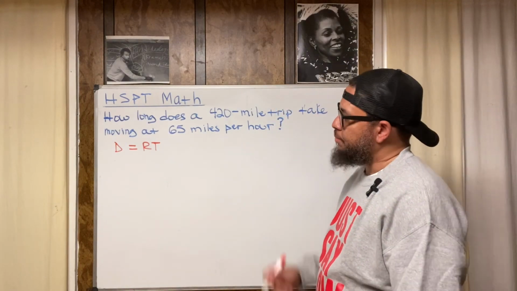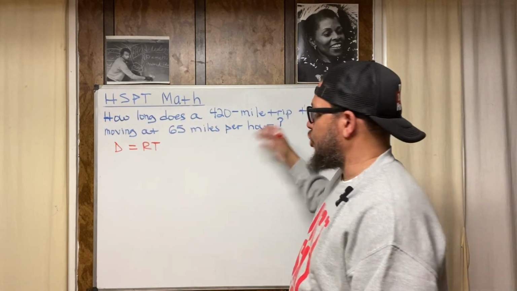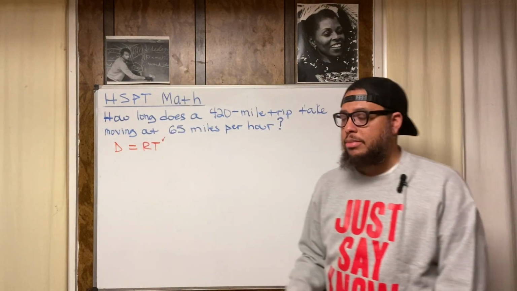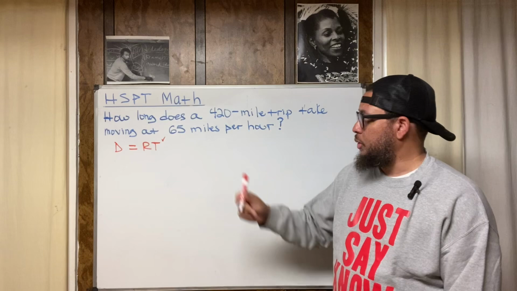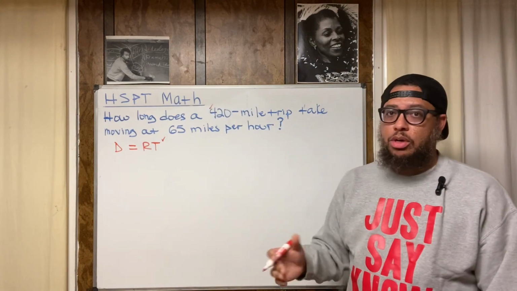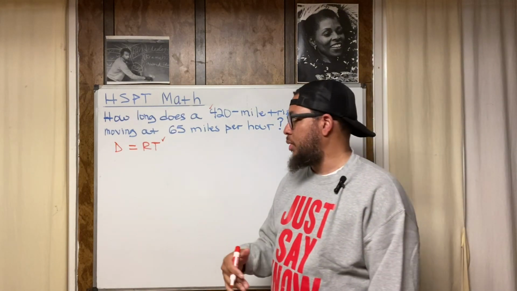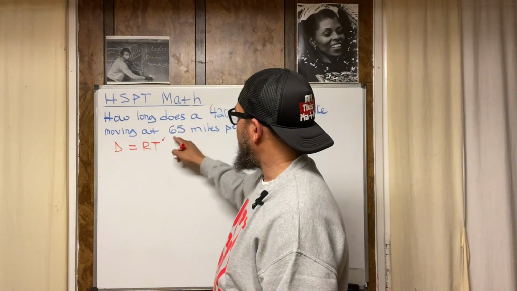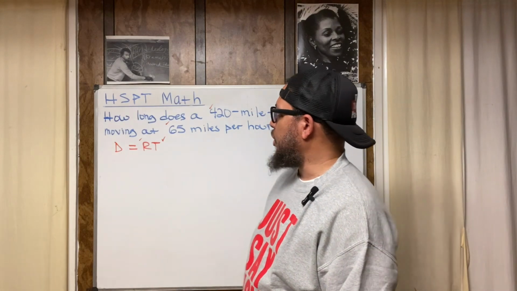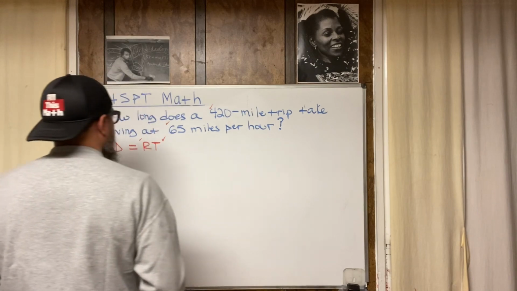All right. Now, what are we looking for? It says, how long does the trip take? That means we're looking for the time, the amount of time, right? Do we know the distance? Yes, we do. It's a 420-mile trip. Do we know the rate of speed? R stands for rate, the rate of speed, or how fast the car is going on average, right? 65 miles per hour.